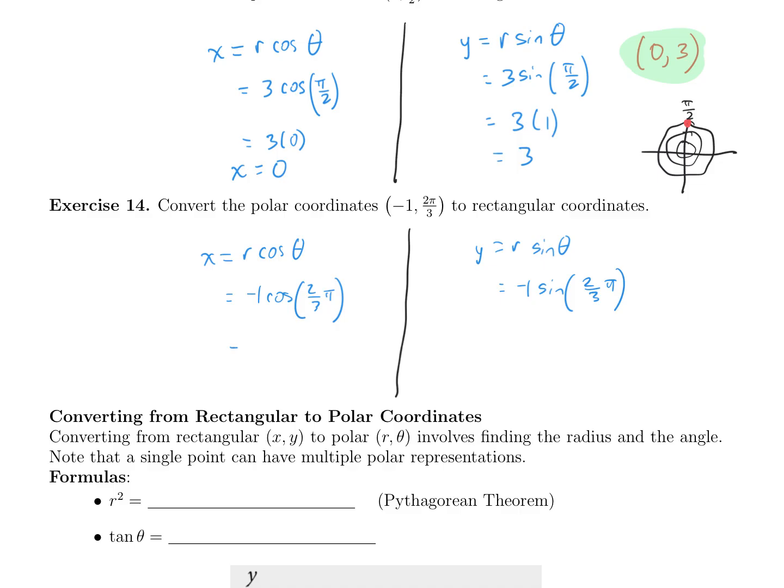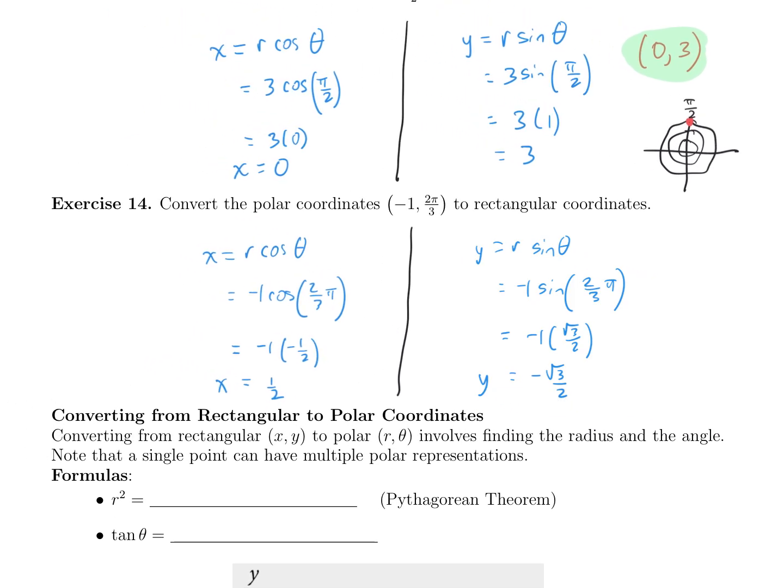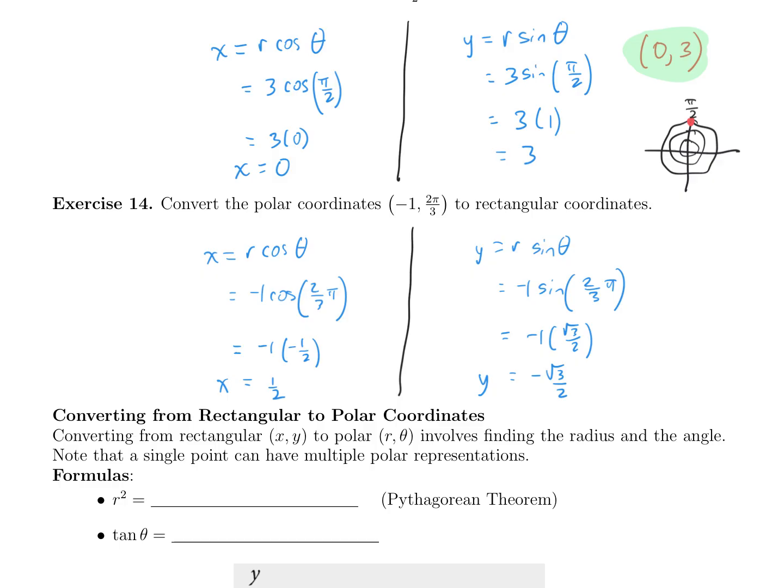Okay, so over here, the cosine of 2/3 pi is -1/2. So this is going to be +1/2. And the sine of 2/3 pi is radical 3 over 2. So this should be -radical 3 over 2. So now we have both coordinates, x and y, and now we can write it as an ordered pair. So let's write our final answer as an ordered pair. It's going to be 1/2, comma, -radical 3 over 2.